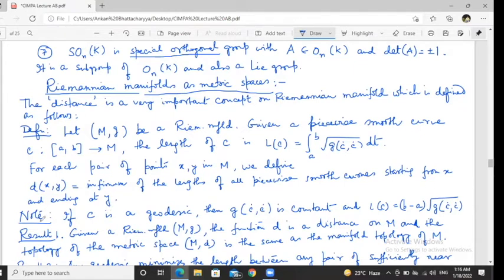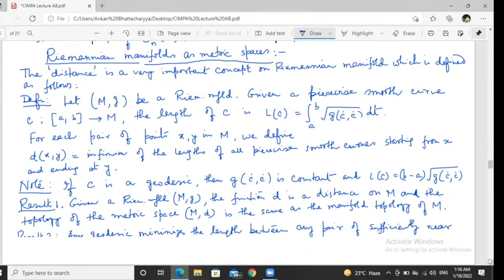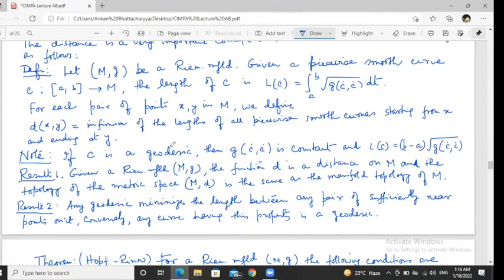So note that if c is a geodesic, then ċ has constant norm. It is always constant because this is a fixed one. And L(c), if you integrate this, will be (b − a) times the square root of g(ċ, ċ). So if c is a geodesic, then L(c) will be this.